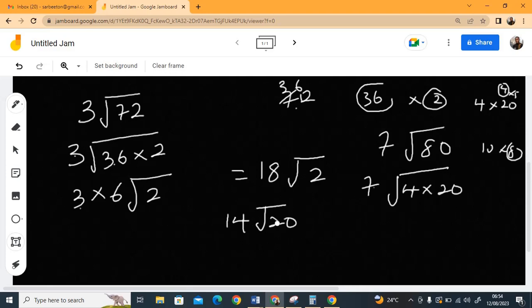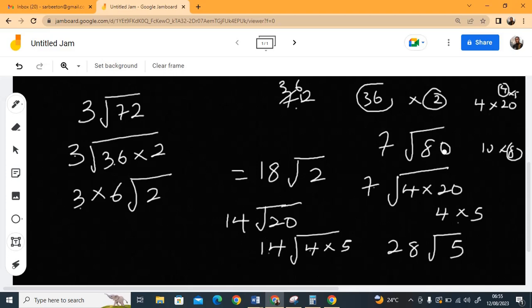Now, you should also know that this root 20 still has a perfect square in it, because 4 times 5 gives you 20. So I can rewrite this as 14 times the square root of 4 times 5. The square root of 4 is 2, so I multiply with this one again. 2 times 14 is 28 root 5. Now, this is another way of doing this particular thing.